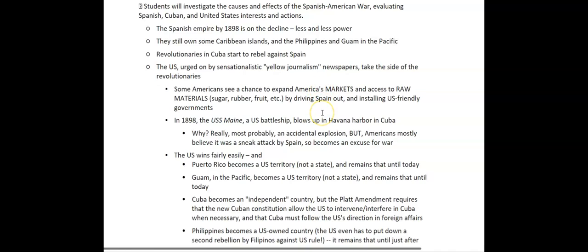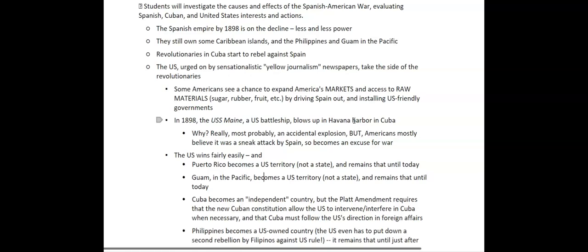Well, in 1898, the USS Maine, a U.S. battleship, a pride of the American Navy at the time, visits Havana Harbor. We are not at war. It just goes there on a visit. While it's sitting in the harbor, it blows up. Why?